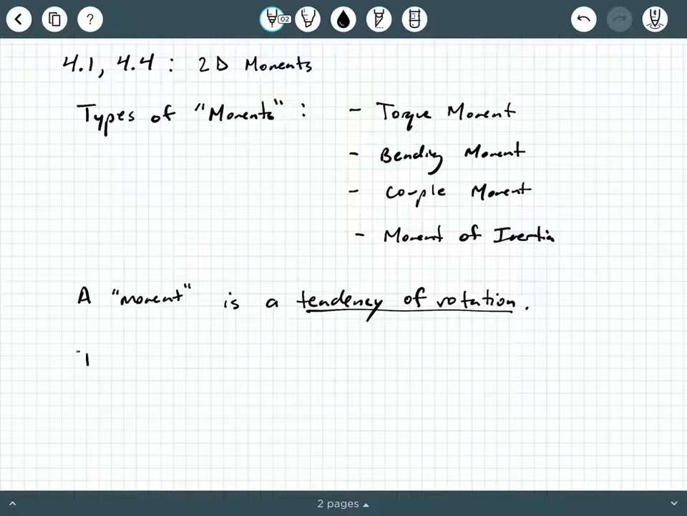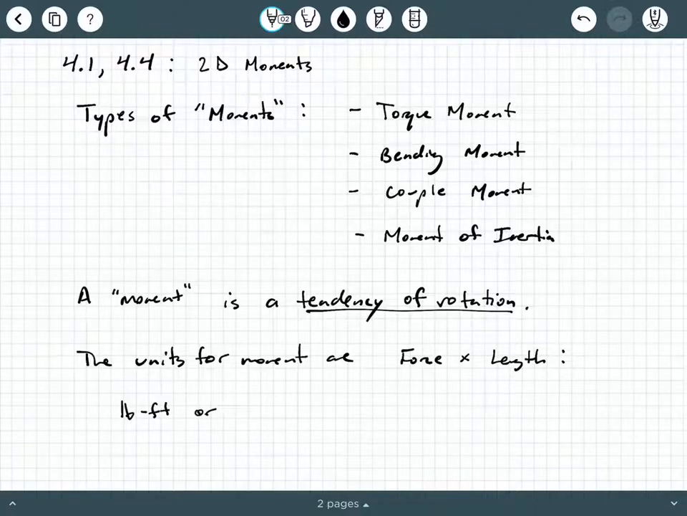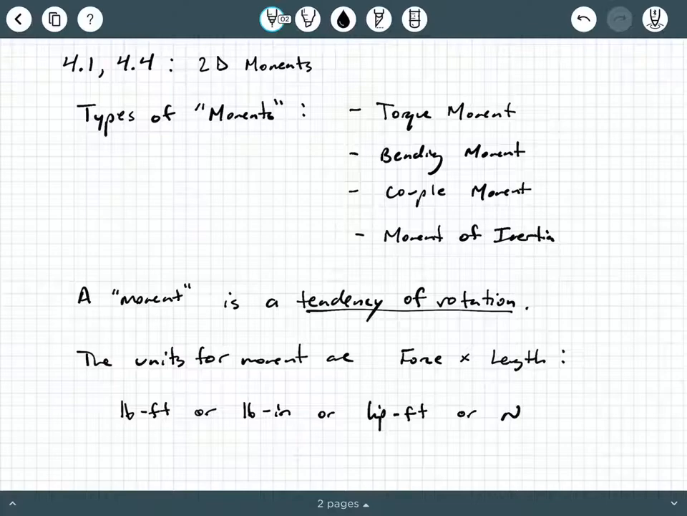So the units for a moment are force times perpendicular distance, or just force times length. So that's units like, for example, pound-feet, or maybe pound-inches, or maybe kip-feet, or Newton-meters, etc. Again, it's force multiplied by length.